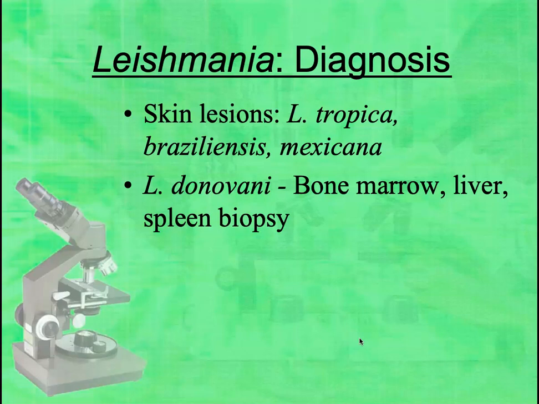The type of specimen we need depends on each species. So remember, Tropica, brasiliensis and Mexicana involve skin lesions. So we would want a skin scraping for those to diagnose those species. For Donovani, we would need a more invasive type specimen, so a biopsy of the affected organ.